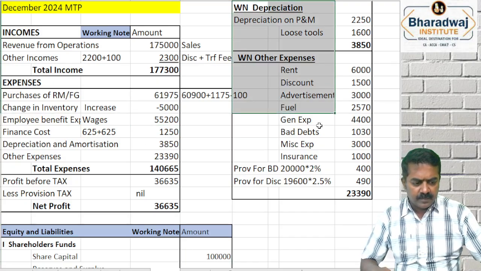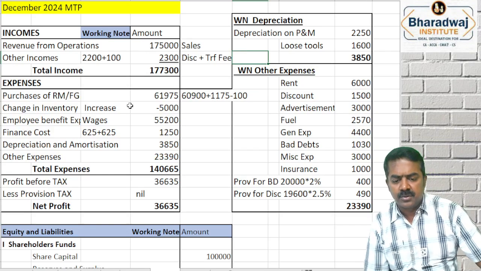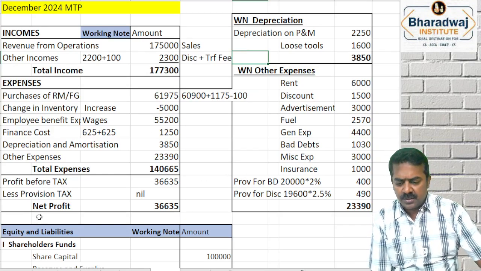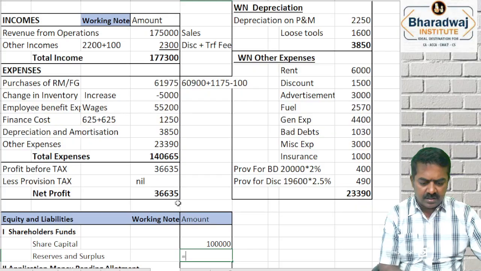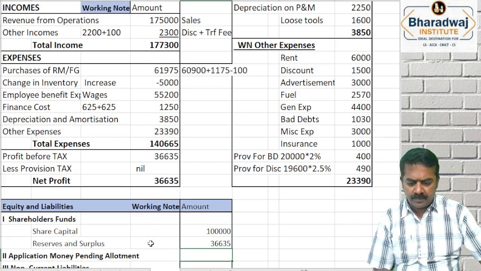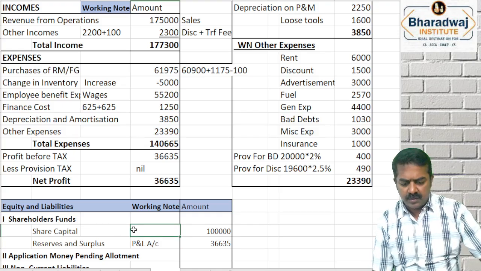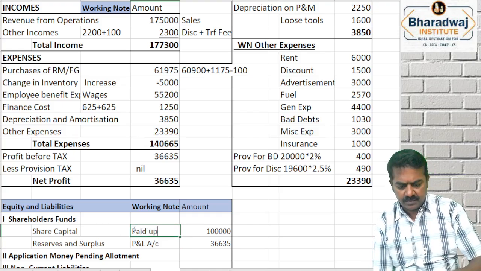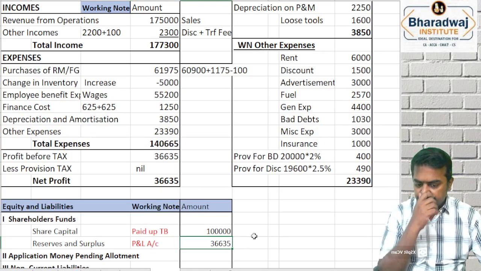In this question, there is no other reserves, no general reserve, nothing. So what will come in reserves and surplus? This net profit, P&L account balance. Only the paid up capital will come. That is given in the trial balance, that will come. Authorized capital is just a note to accounts. P&L account, of course, 36,365 will come.